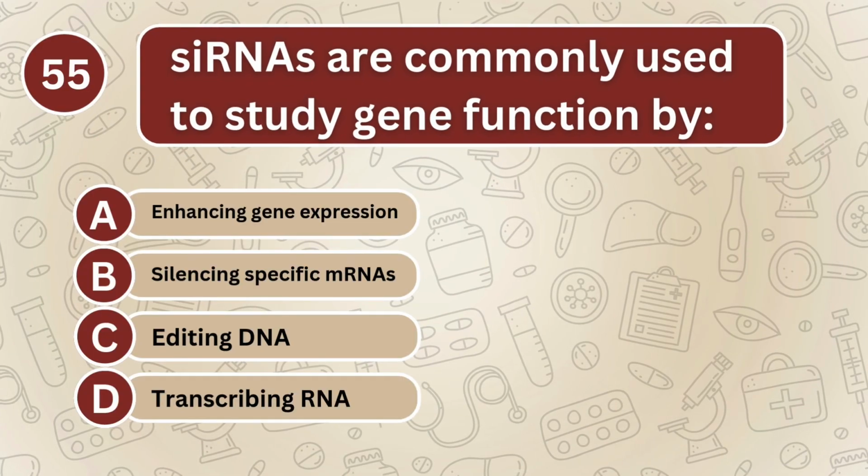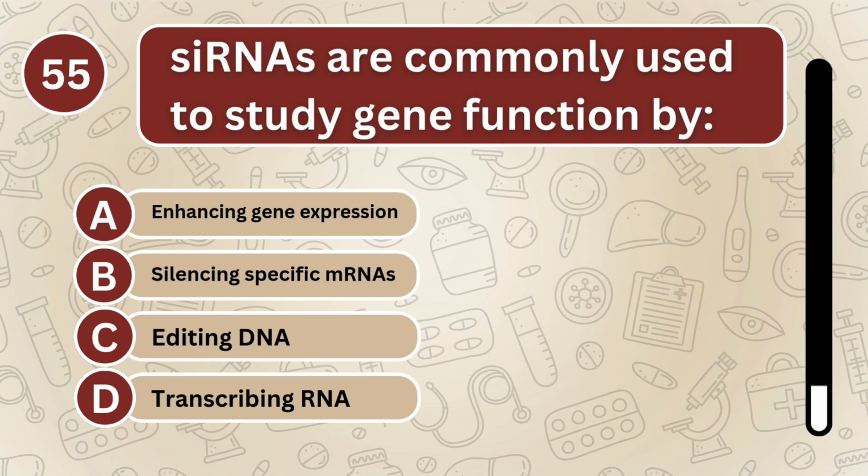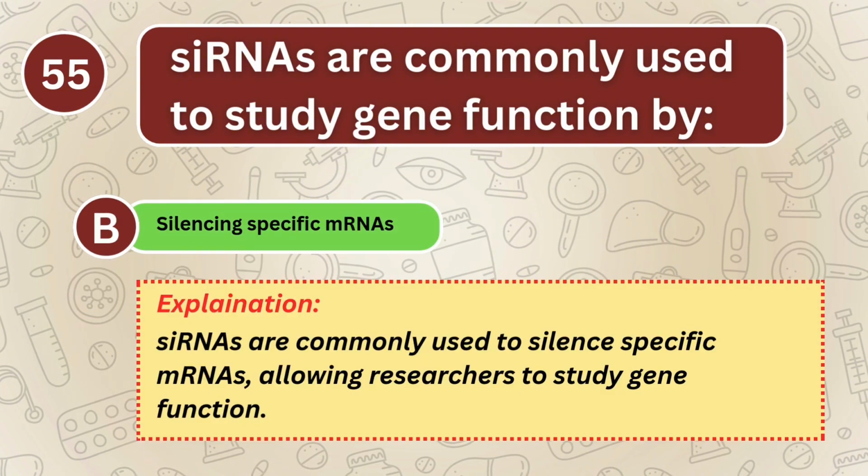siRNAs are commonly used to study gene function by enhancing gene expression, silencing specific mRNAs, editing DNA, or D. Transcribing RNA. Correct answer is B. Silencing specific mRNAs.